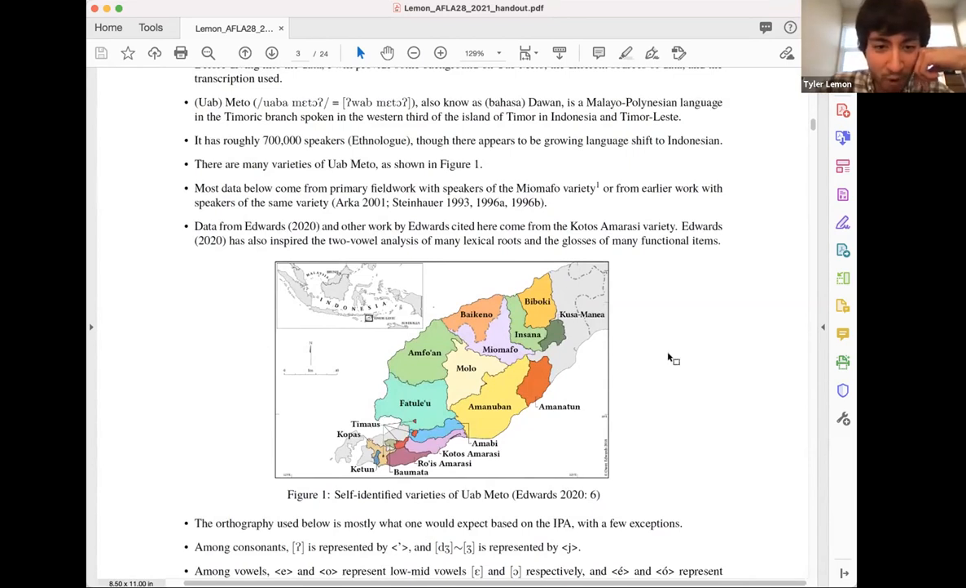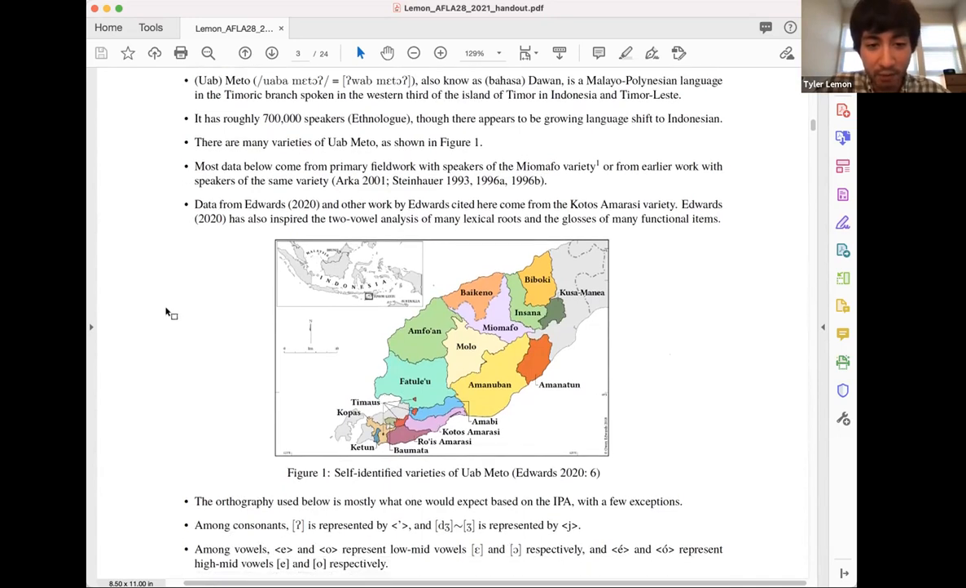There are many varieties of Uab Meto, as shown in this figure. So this is all within the Uab Meto zone, but these are the different varieties that have been identified by speakers. Most of the data that I draw on today comes from primary fieldwork with speakers of the Mio-Mafo variety, or from earlier work with speakers of that same variety by Arca and Steinhauer. Data from Edwards 2020 and other work by Edwards cited here comes from the Kotos Amarasi variety. Edwards has also inspired the 2-vowel analysis of many lexical roots and also the glosses of many functional items.